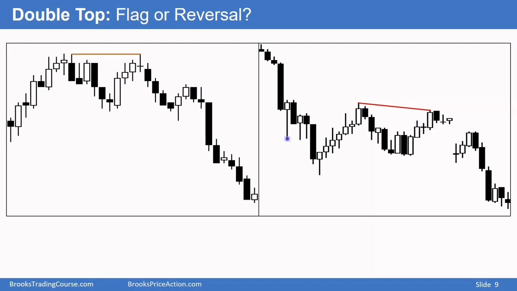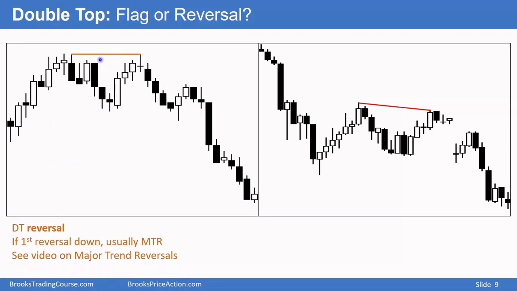Double top. Do you see the difference between these two? If I see a double top in a bull trend, I think of it as a double top reversal. Could be minor, could be major. If we're in a bear trend, clearly a bear trend, and then get a double top, I call it a double top bear flag. So bear flag in a bear trend, reversal if it's in a bull trend.